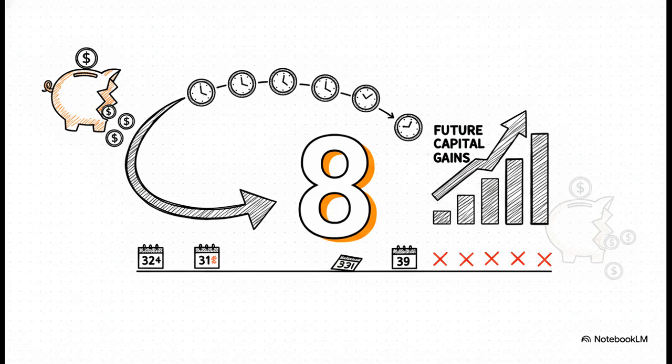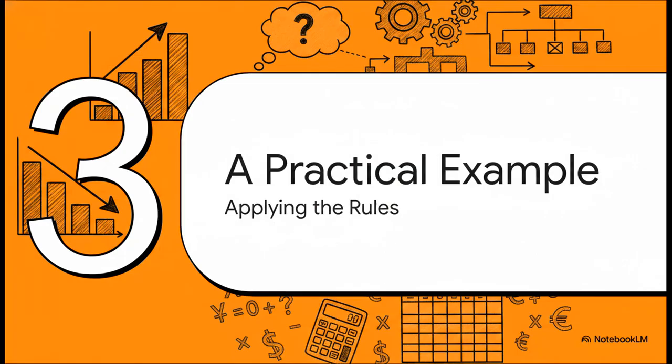Once those 8 years are up, that loss is gone. It disappears for good. All right, that's enough theory for now. Let's be honest, these rules really only make sense when you see them in action with some actual numbers. So let's walk through a practical scenario to make it all crystal clear.